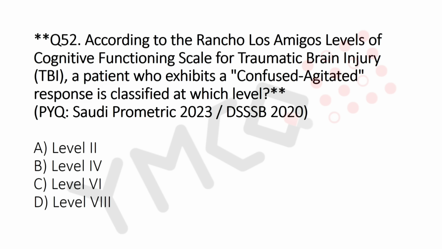According to the Rancho Los Amigos Levels of Cognitive Functioning scale for traumatic brain injury (TBI), a patient who exhibits a confused agitated response is classified at which level? Option A, level 2. Option B, level 4. Option C, level 6. Option D, level 8. And the answer is option B, level 4.